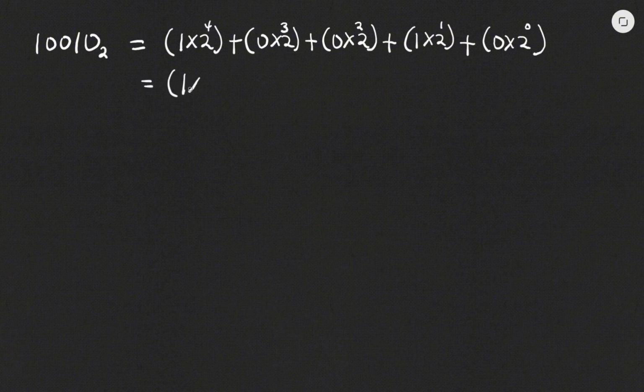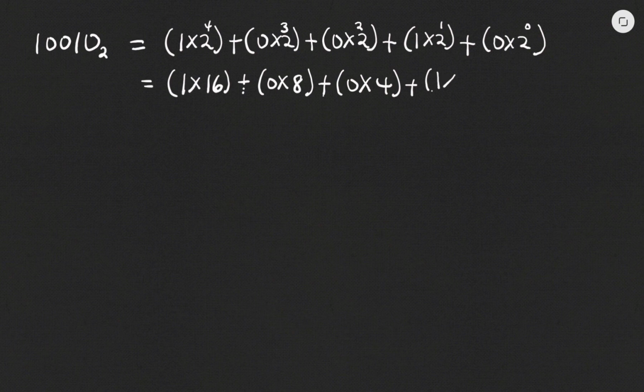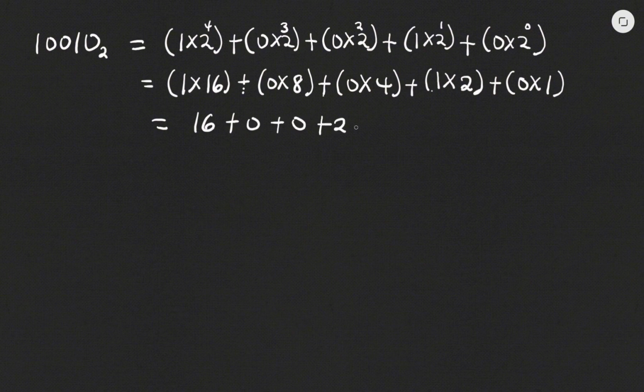Okay, so from here we have 1 multiplied by 2 raised to the power 4 will give me 16, plus 0 multiplied by 2 raised to the power 3 is 8, plus 0 multiplied by 2 raised to the power 2 is 4, plus 1 multiplied by 2 raised to the power 1 is 2, plus 0 multiplied by 1. So from here we have 16 plus 0 plus 0 plus 2 plus 0. Okay, so our result over here will be 16 plus 2, which is equal to 18 base 10.